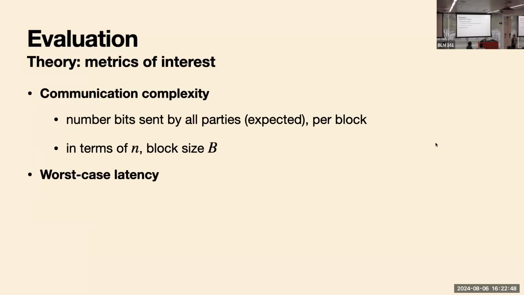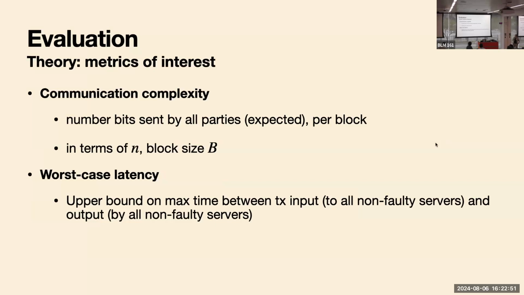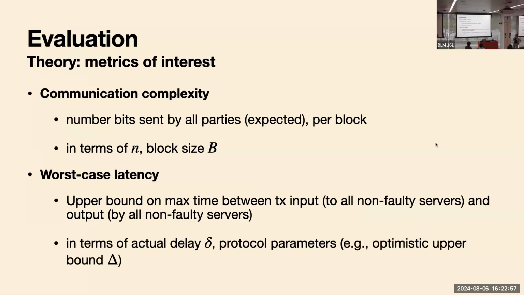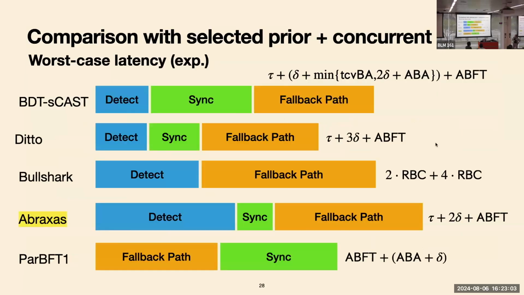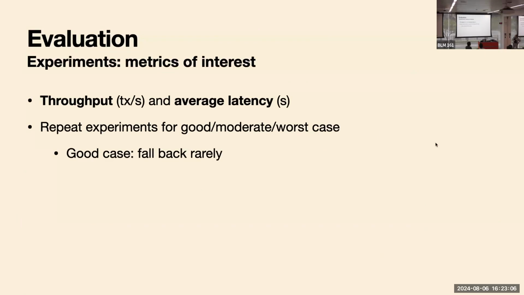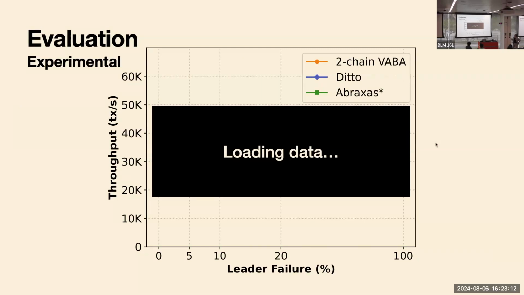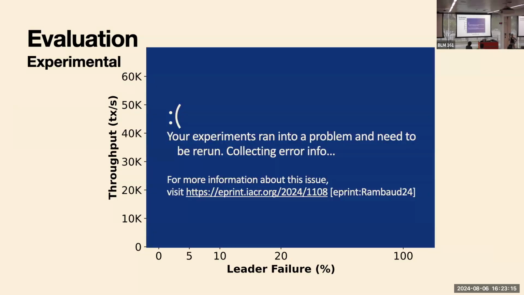So we had all of these nice metrics of interest that I'll show you really briefly. Communication complexity, bits sent by all parties per block, worst case latency. Then we had experiments, because our reviewers said we should have experiments. And you sent to CCS. Okay, you're right, that's on us. We did send it to CCS. Fair enough.